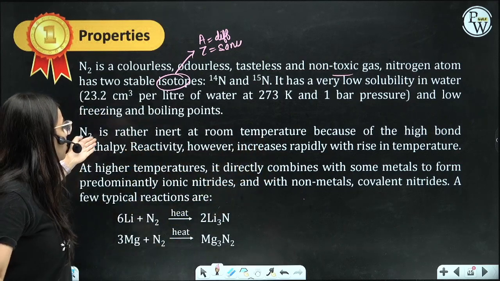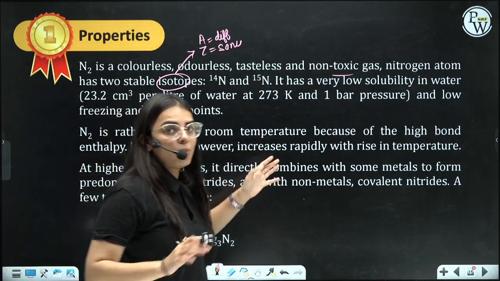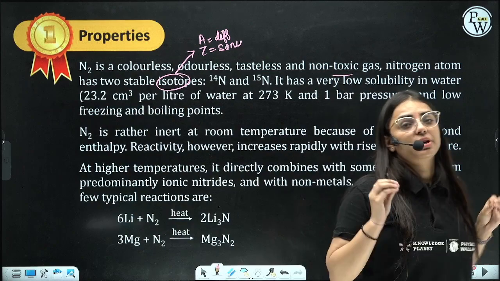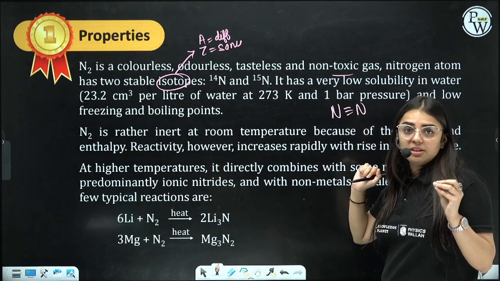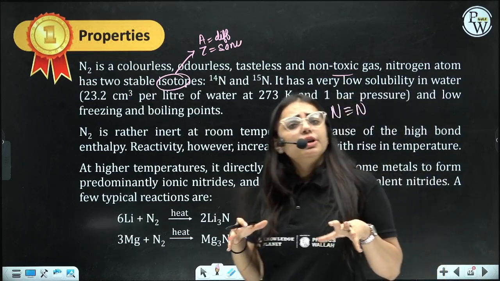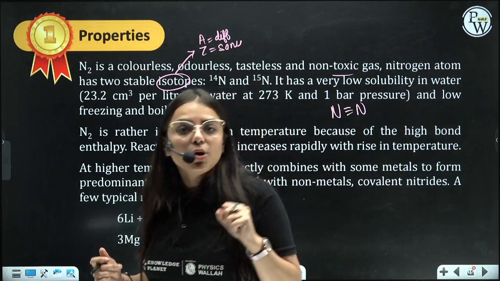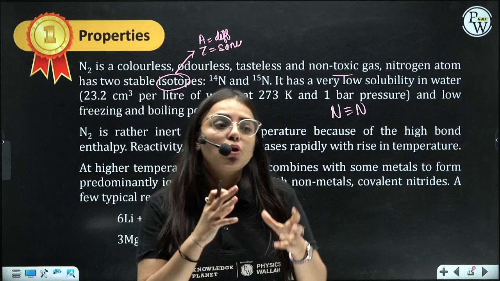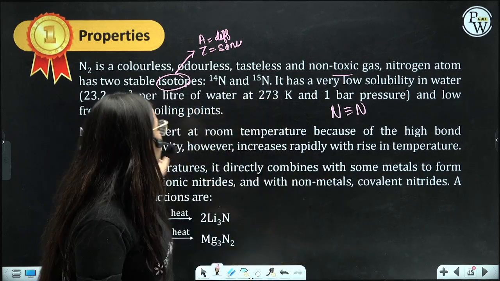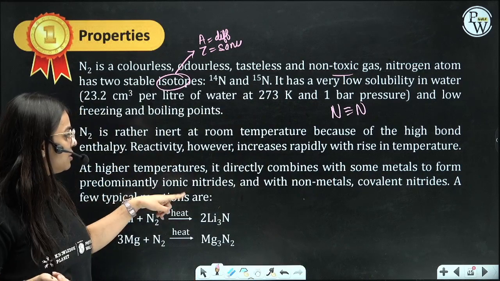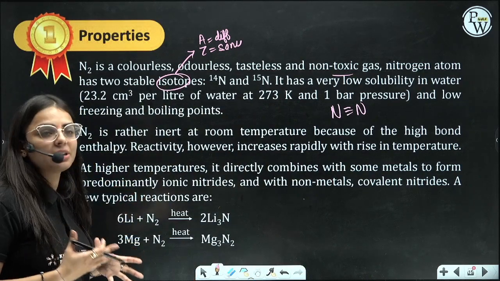Next, N2 is rather inert at room temperature. Why? Because it has a high bond dissociation energy. N2 exists as N triple bond N, so in a triple bond you have to provide a lot of energy to break that bond. Bond dissociation energy is the energy provided in order to break that bond, and in the case of N2 it is much, much larger. So basically, it has a high bond enthalpy. Reactivity, however, increases rapidly with a rise in temperature.